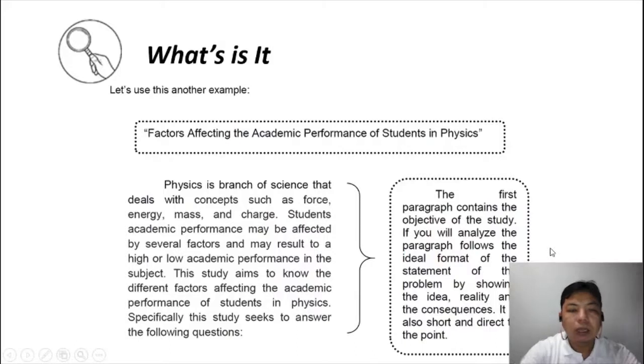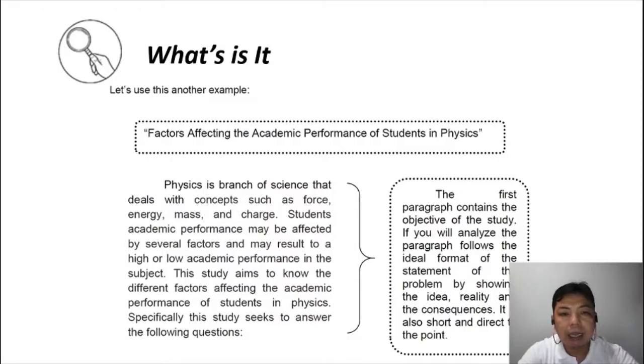Now that we know what the statement of the problem is, and what the different components or elements of the statement of the problem in the format are, let's look at an example. Tingnan natin kung nagamit ba nitong example na to yung lahat ng pinag-usapan natin before. Now, the title of the study is the factors affecting the academic performance of students in physics.